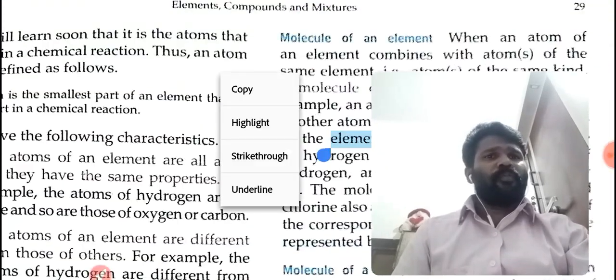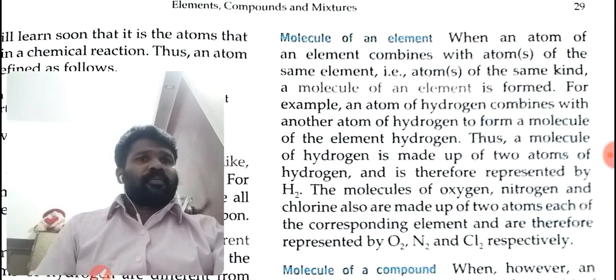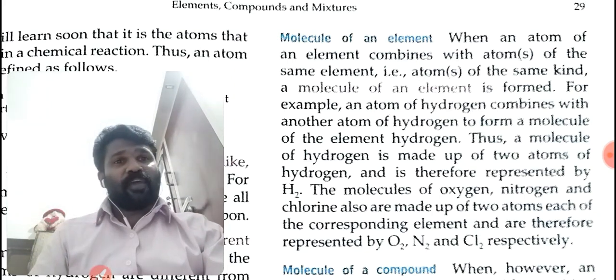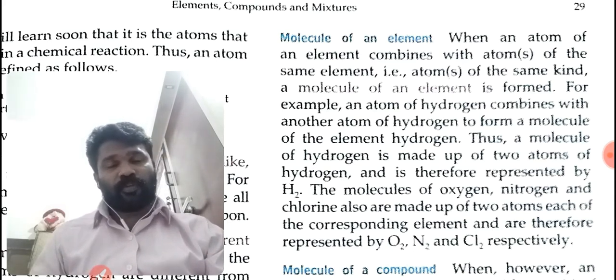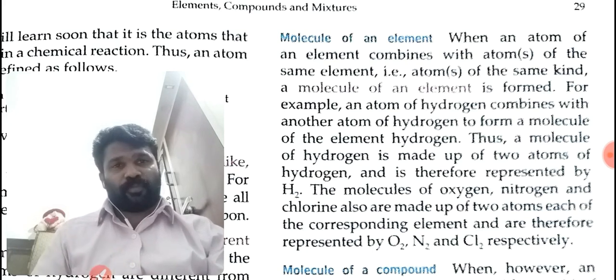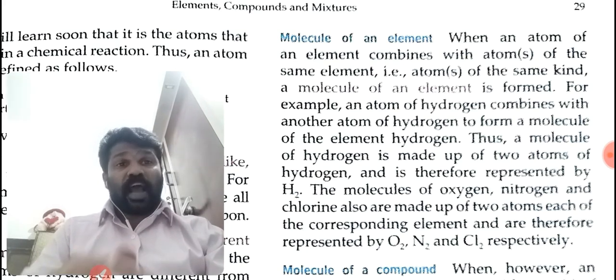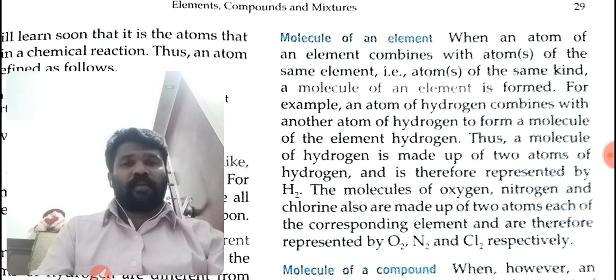Okay, now we are going to discuss molecules of an element. When an atom of an element combines with atoms of the same element, that is atoms of the same kind, a molecule of an element is formed. I told you just now, by joining the atoms. For example, an atom of hydrogen combines with another atom of hydrogen to form a molecule of the element hydrogen.